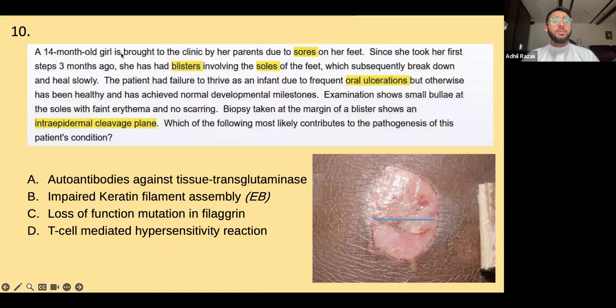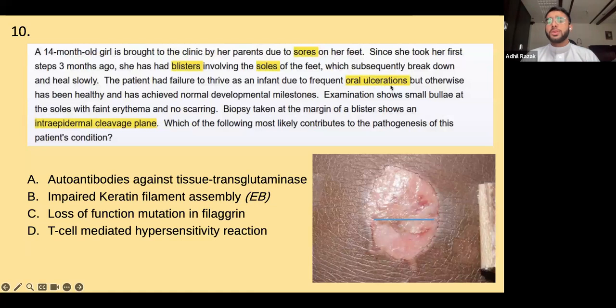So right now we have a 14-month-old girl. She is brought to the clinic by her parents due to sores on her feet. She's 14 months old. It's an infant. She took her first steps 3 months ago. She had blisters involving the soles of her feet that subsequently broke down and started healing slowly. This patient had a failure to thrive. The patient is low in weight, low in height. That just means failure to thrive for her age.